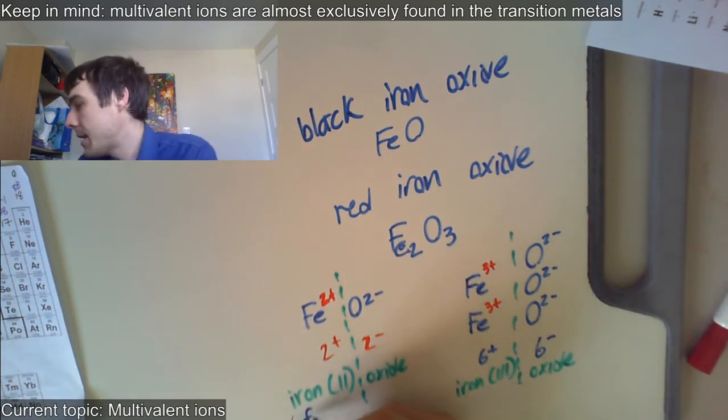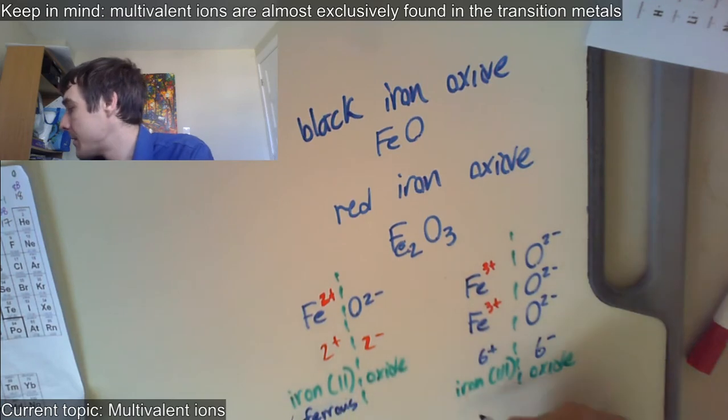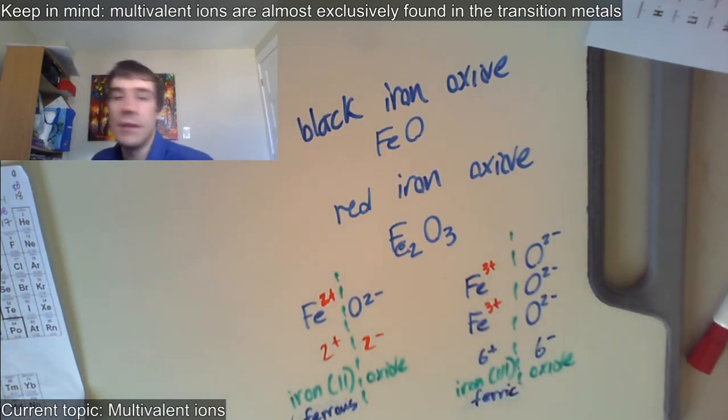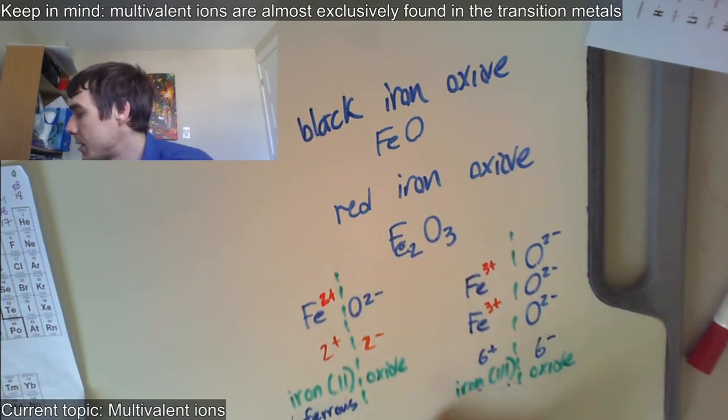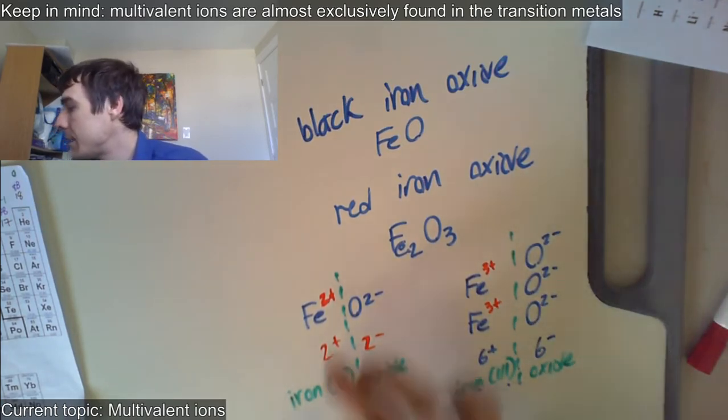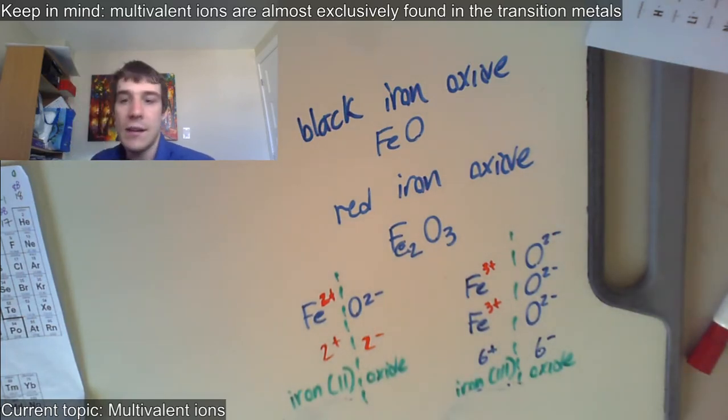But you can see why we got rid of that type of way of naming it, because you have to memorize what the ferrous and ferric mean. But when you just say iron 2 or iron 3, you automatically know the charge on the ion. It's really, really wonderful.